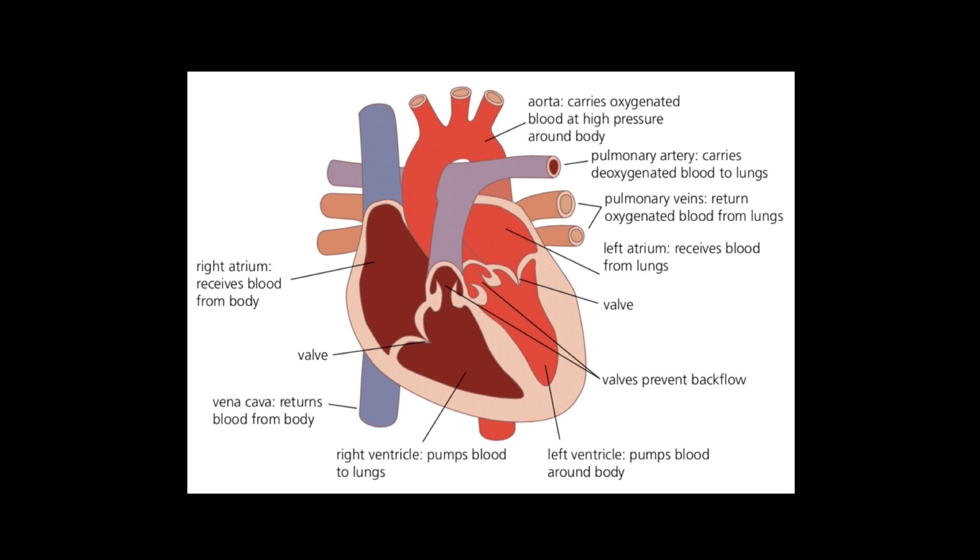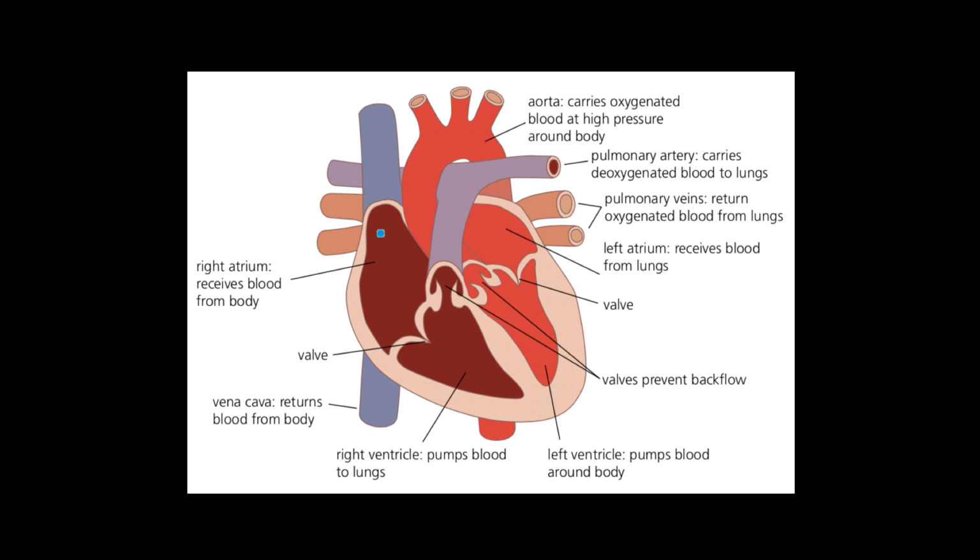So this is the heart. It's actually the reverse orientation. So what you see as the left is actually the right. It's as if you're looking at someone who's facing you. So this here is the right side, and this here is the left side, right? So what you have is 4 chambers in the heart. The top 2 are called the atria, singular atrium, and the bottom 2 are called the ventricles.